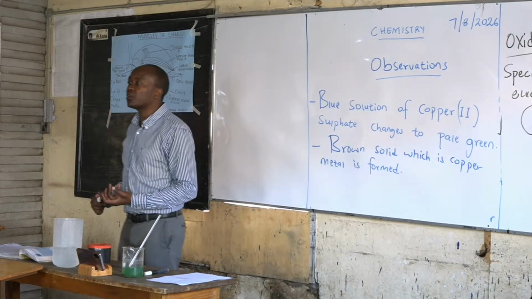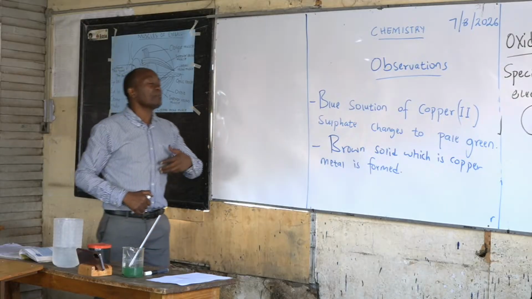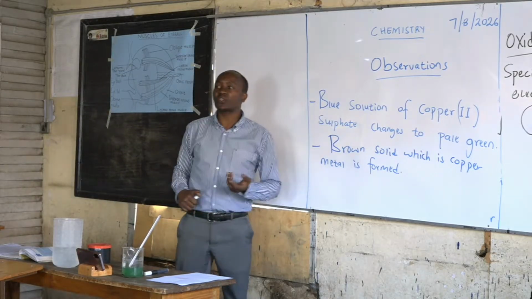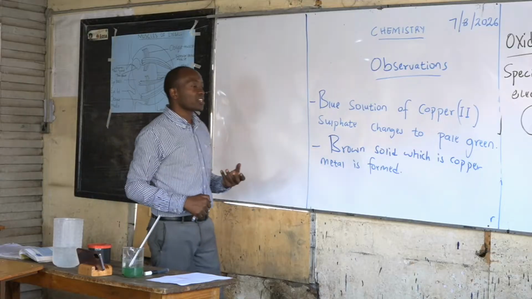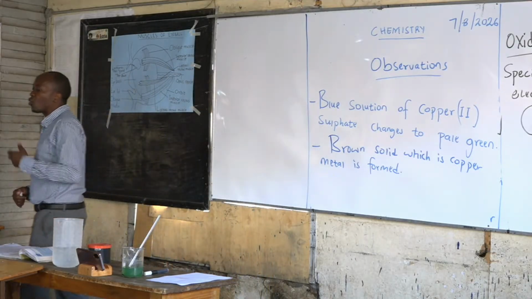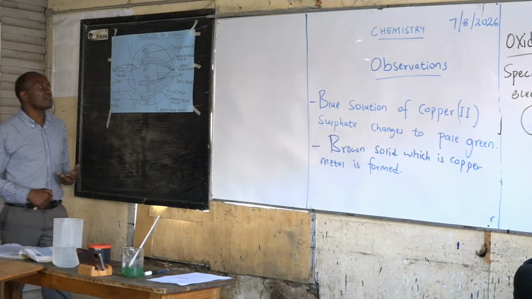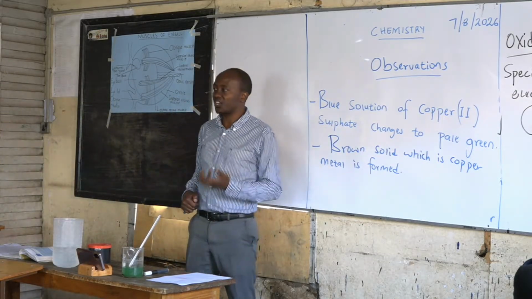Because in our solution, the iron 2 ions have now displaced the copper 2 ions. The iron 2 ions took the place of copper 2 ions simply because iron is more reactive than copper. So iron appears above copper in the reactivity series.